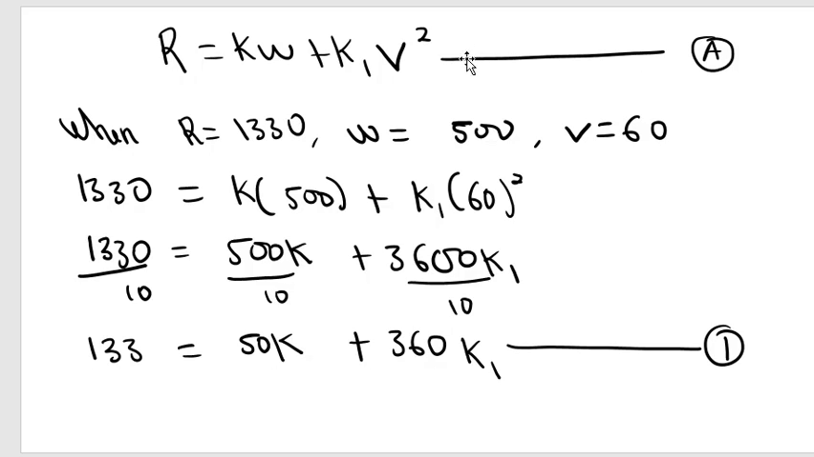This is our equation A. So wherever we see R, we substitute the 320 there. Where we see the W, we substitute the 400 there, and where we see the V, we substitute the 20 there.